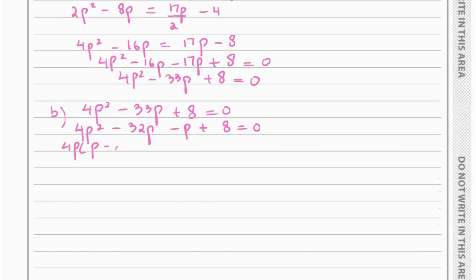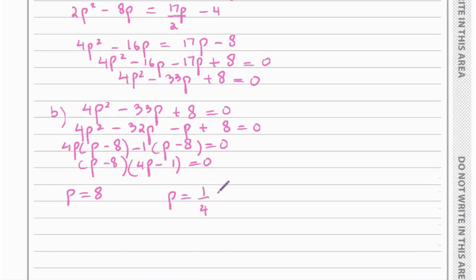So we have p minus 8 in the bracket. In the last two terms, we have negative 1 common. Again, p minus 8 in the bracket. So (p minus 8)(4p minus 1) equals 0. P is equal to 8. P is equal to 1 over 4.